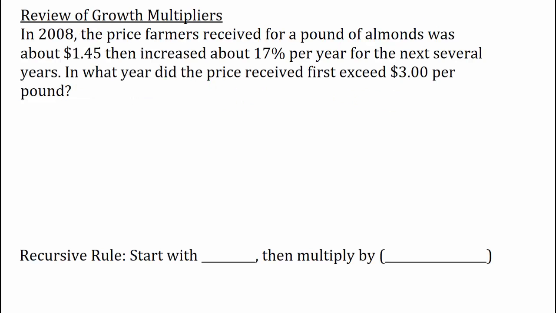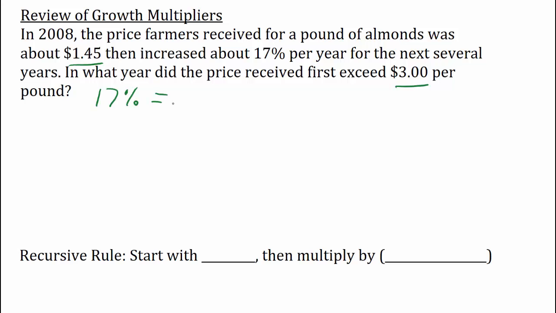Let's begin by reviewing growth multipliers. Here's an example. In 2008, the price farmers received for a pound of almonds was about $1.45, then increased about 17% per year for the next several years. In what year did the price received first exceed $3 per pound? That's a pretty big increase. $3 is more than double $1.45.